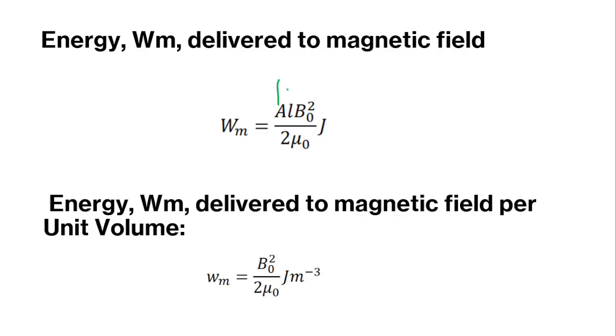A is the cross-sectional area. We know what L is. B is your flux density, and you know what mu zero is. So this will give you joules, right? This is just energy delivered. That's the energy in a magnetic field, right?